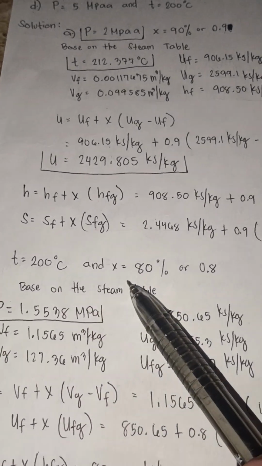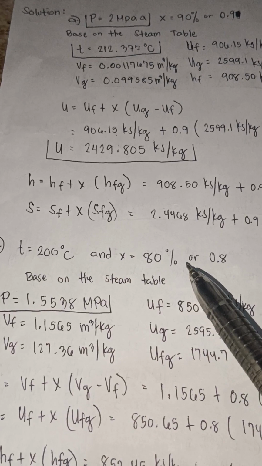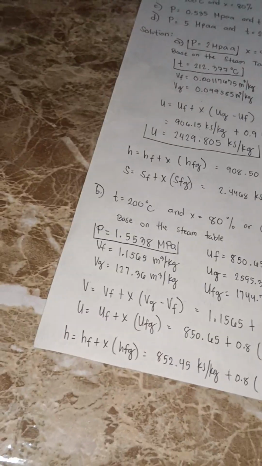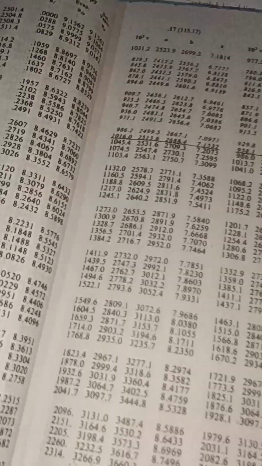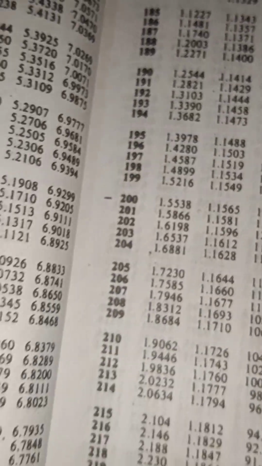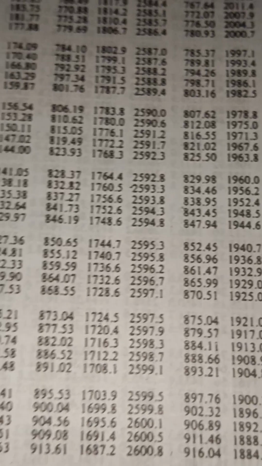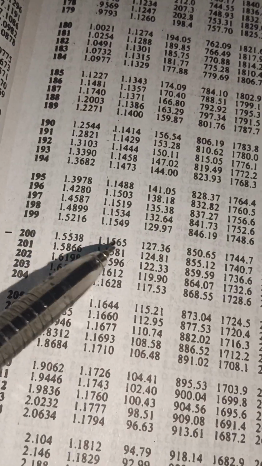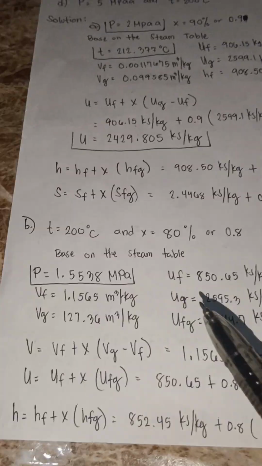So the B, the given is the temperature at 200 degrees Celsius and the quality X is equal to 80% or 0.8. So we have here the table. We have to find, in table 1, the 200 degrees Celsius temperature. So these are the given values based on the steam tables.